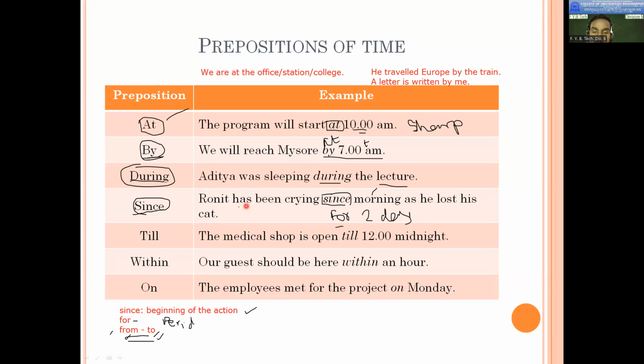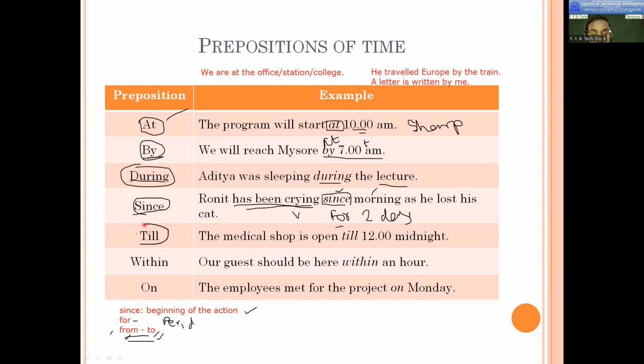So since is used to tell when that action started. We have studied present perfect continuous tense and past perfect continuous tense, so you get structures like have, has been, ing. Here, has been crying since morning, this is the sentence you can use with since. Since marks the beginning of the action, which is the verb here, crying. So crying started in the morning, and from that up to now, the activity is going on.